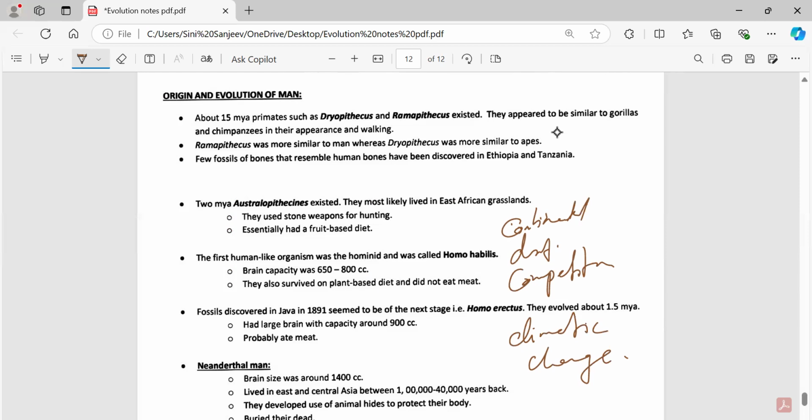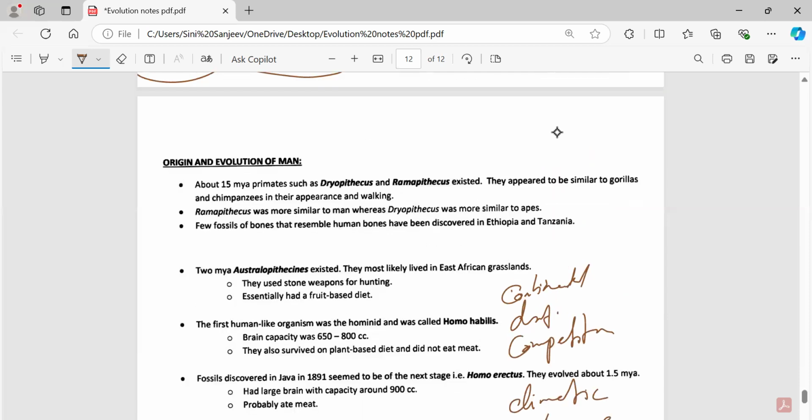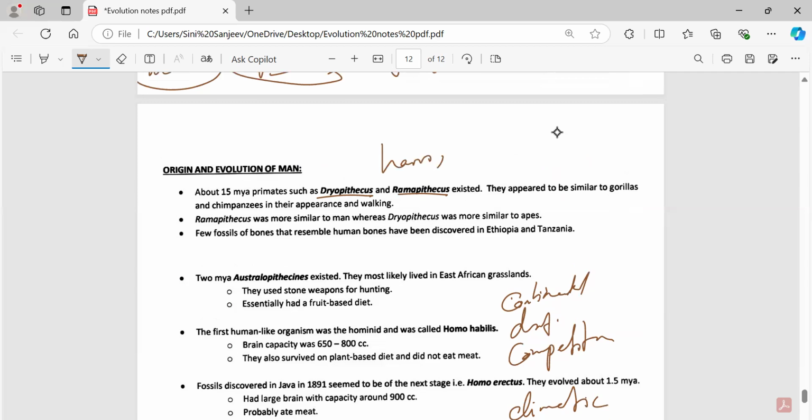So in this you have different kinds. The first one which you have over here is the Dryopithecus and Ramapithecus. Okay, these were the primates which usually existed, and they had certain characteristics. Hair was there, and they walked almost like the gorilla or the chimpanzee, right? Of these two, the first, the Dryopithecus, was mostly ape-like in appearance, whereas the Ramapithecus was a little bit man-like.